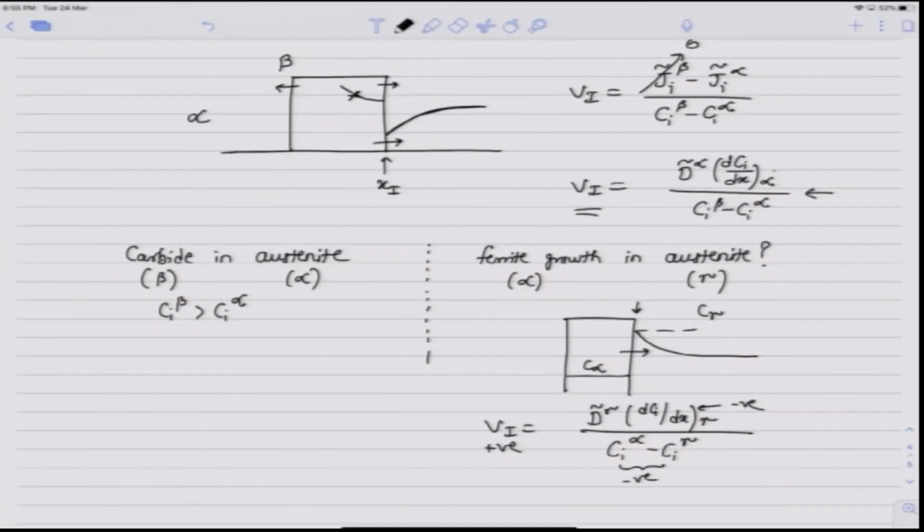So, this is how we can use the multiphase diffusion analysis in actually determining the phase growth rates. Simple interdiffusion flux and concentration analysis help us to get to the interface velocity, which in turn helps us to understand the growth rates, and that is why studying multiphase diffusion is important.